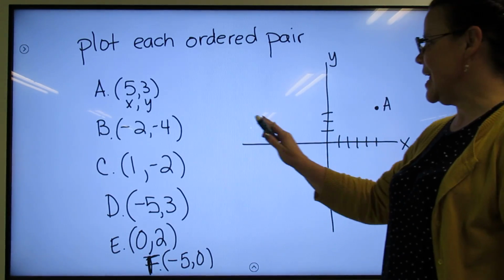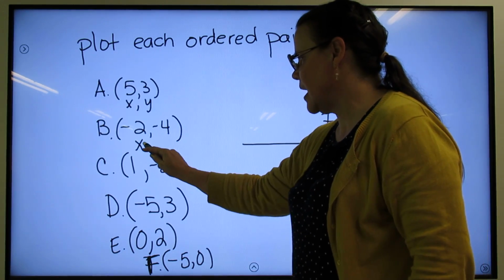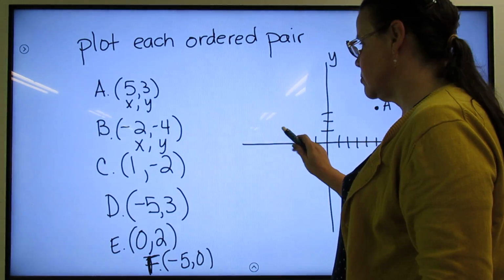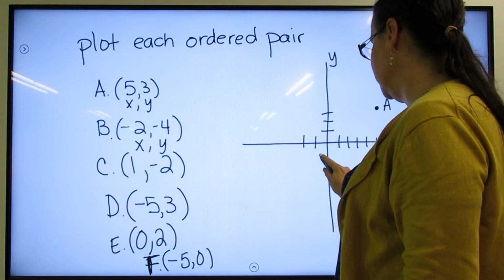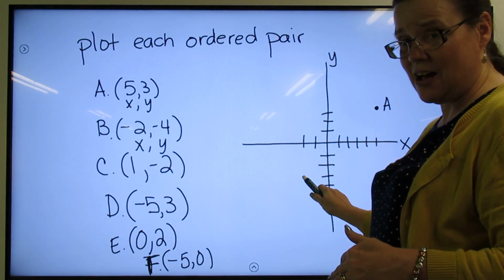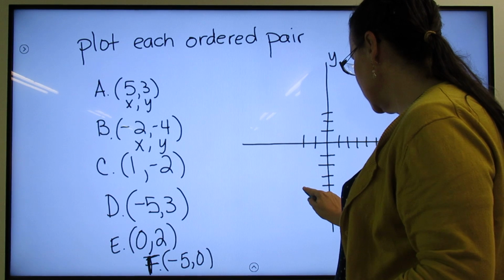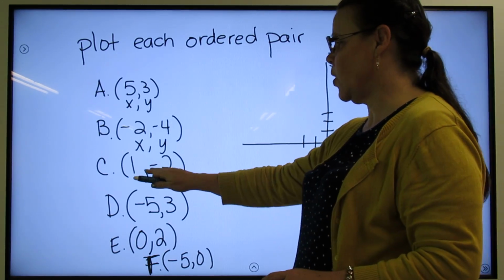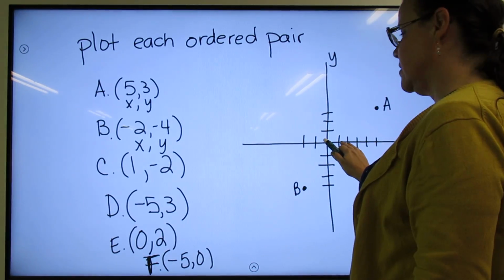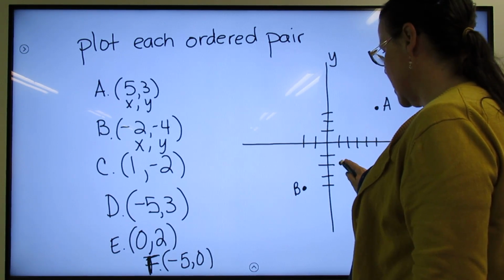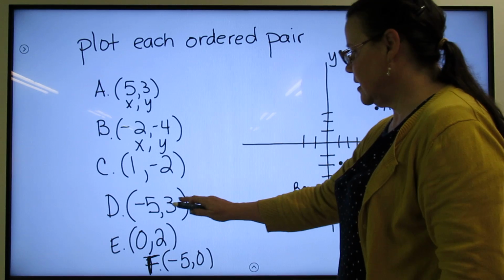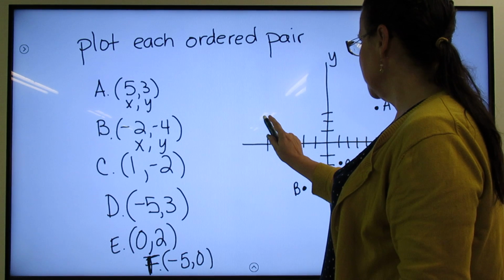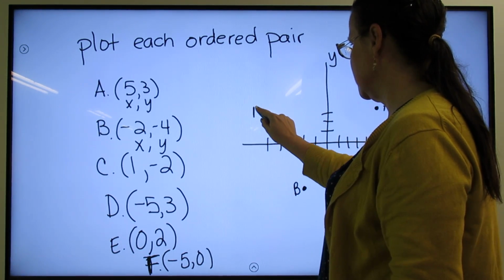Not too hard, right? -2, -4. Again, this is your x, this is your y. And you would start at the origin, and you would go 1, 2 to the left because it's negative, and 1, 2, 3, 4 down because that's negative. And where those 2 numbers meet is where you're going to plot B. The next one is 1, -2. So you go over 1 to the right and you go down 2. And you say C. -5, 3, you would go 5 to the left and up 3. And that would be D.